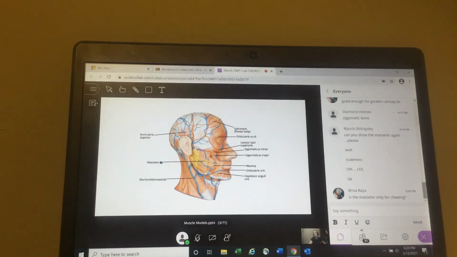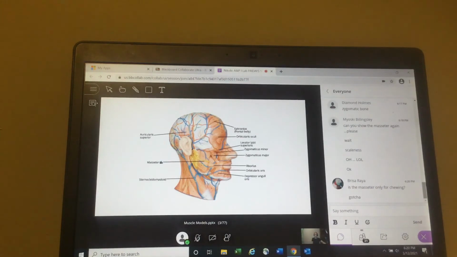It's for chewing and speaking, right? Because it's going to allow movement at the temporomandibular joint, right? So primarily for chewing, but you can imagine that if we want movement, we're going to probably use that masseter as well. All right, awesome, guys.